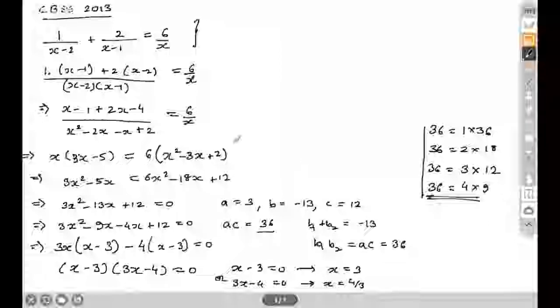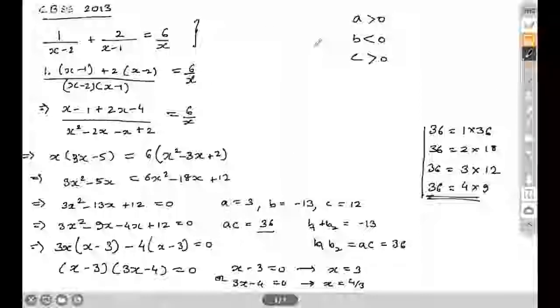Okay, so this is a trick. For example, if you see here, b was negative and a and c were positive. In such a case, be rest assured that the roots will be positive. So you can take this down as a trick. Let's say a was greater than 0, b was less than 0, and c was again greater than 0. In such cases, either both the roots will be positive or both the roots will be negative.